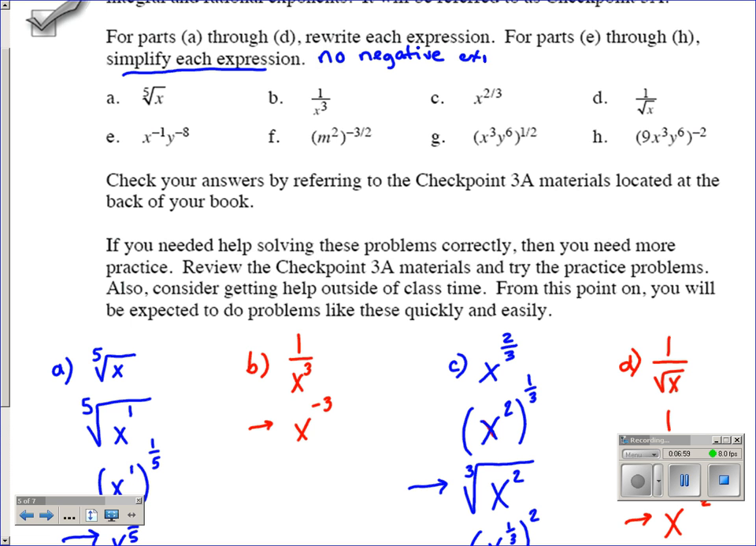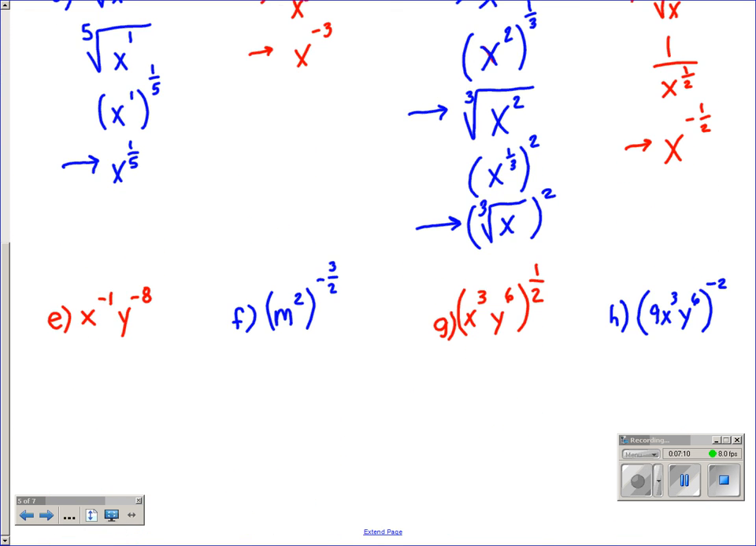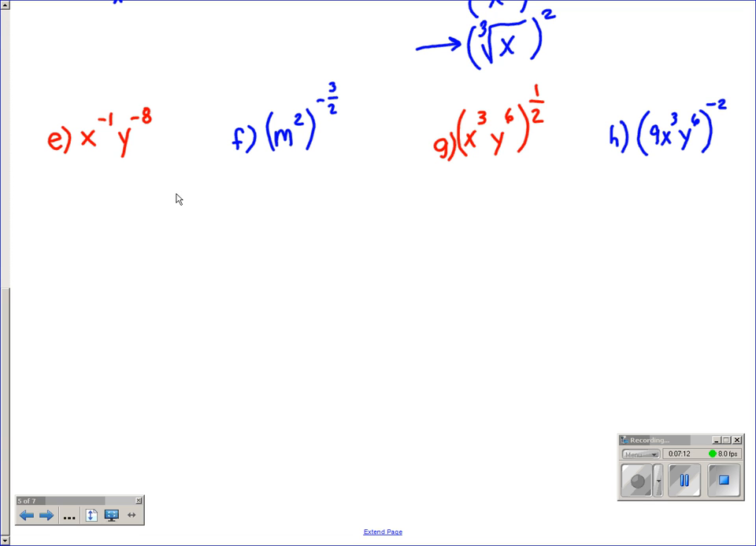So we have no negative exponents when we simplify. So let's move on down here and take a look. Make sure we got plenty of room here. So x to the negative first, y to the negative 8th. If we want to simplify our expression, let's just go ahead and look at each part one at a time.